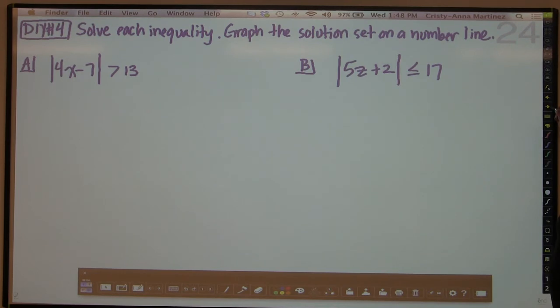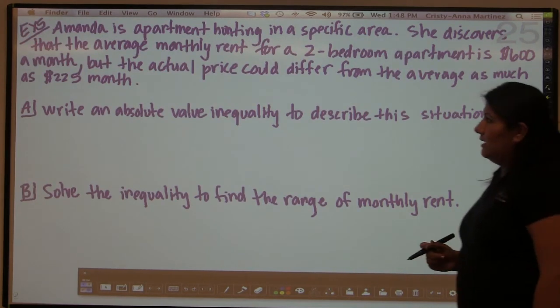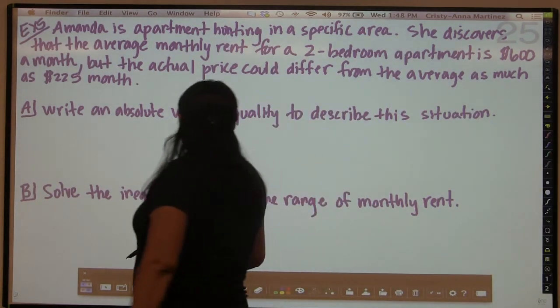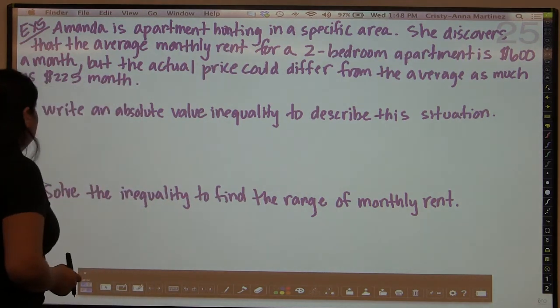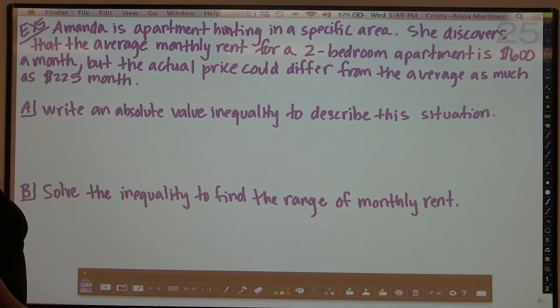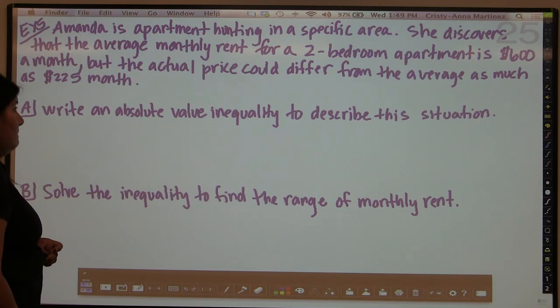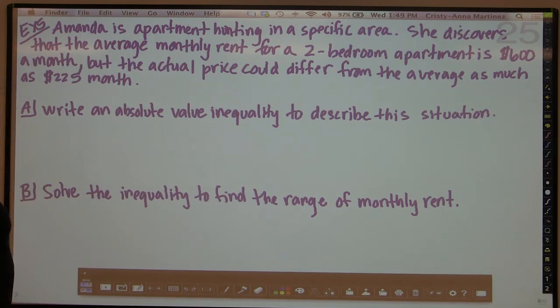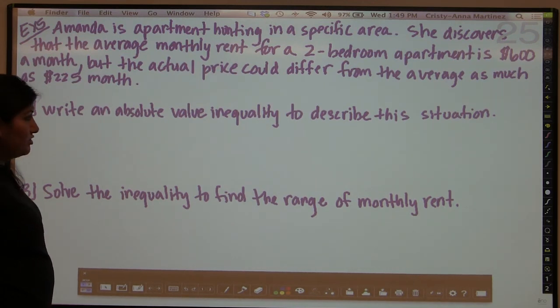And the last example that we're going to do is this guy. Amanda is apartment hunting in a specific area. She discovers that the average monthly rent for a 2-bedroom apartment is $600 a month. That's really cheap. She must not live in San Diego. But the actual price could differ from the average as much as $225 a month. Write an absolute value inequality to describe this situation.